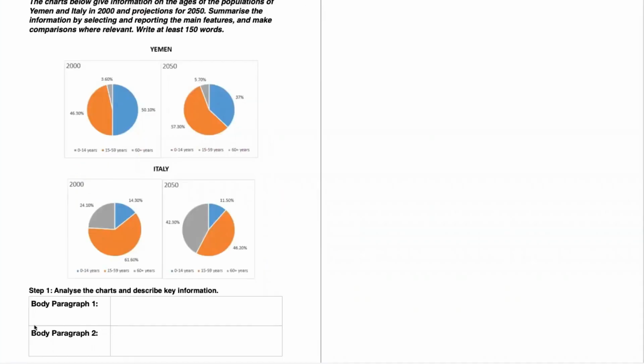Now right here below, you'll see step 1. It is analyze the pie charts and describe key information. So like we just said, our body paragraph 1 is actually going to be based on data from the year 2000, and our body paragraph 2 is going to be based on data from 2050. This will allow us to effectively compare Yemen and Italy and compare the years 2000 and 2050, and we're going to do this in a concise manner without writing too much and taking up too much time.